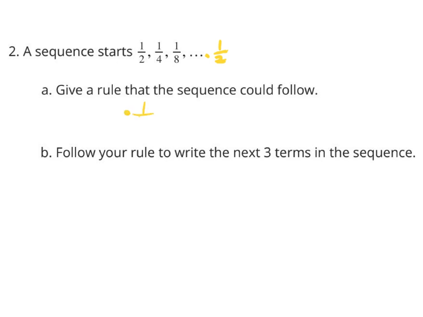So the first thing you do when you see a sequence, figure out the rule. Write it right next to the sequence, and then go ahead and answer the questions below. Now, follow your rule to write the next 3 terms in the sequence. So 8 times 2 is 16, so this would be 1/16. 16 times 2 is 32, and then 32 times 2 is 64. So I added 3 more terms to my sequence.